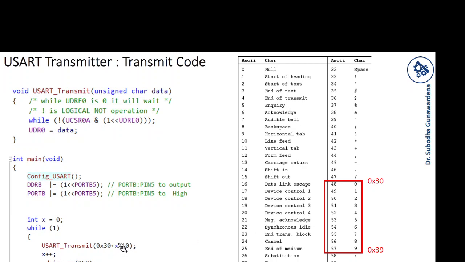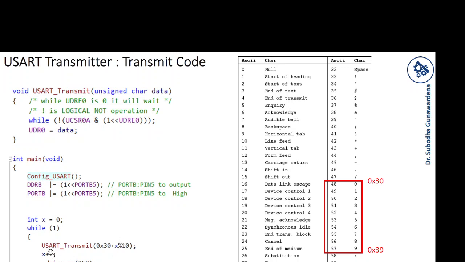It can be 0, it can be 1. If it is 0, I am transmitting 0x30 which corresponds to 0, so in serial monitor it will be displayed as 0. If my x mod 10 is 5 and I want to display 5, then that should be transmitted as 0x35, right? 0x30 plus 5, in order to be displayed at the serial monitor as 5.